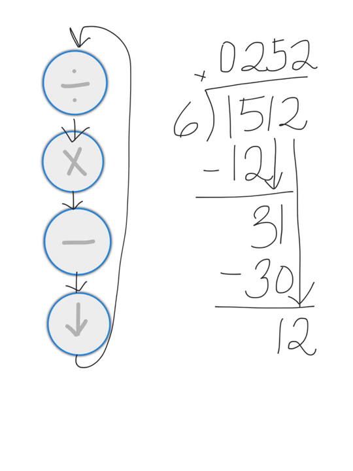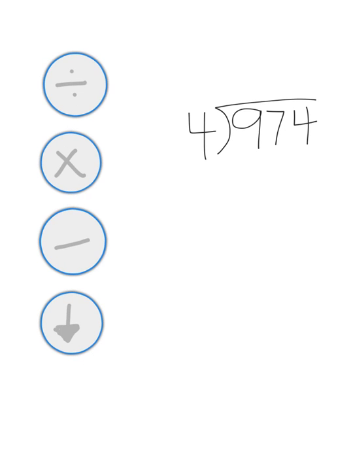Let's try that again. Here we have 974 divided by 4. We are going to follow the same steps as last time. How many times does 4 go into 9? Or how many times can you divide 9 by 4? We can divide 9 by 4 twice. 2 times 4 is 8. 9 minus 8 is 1.